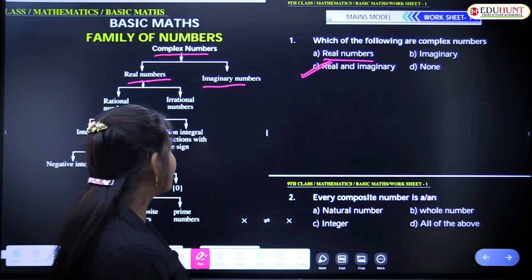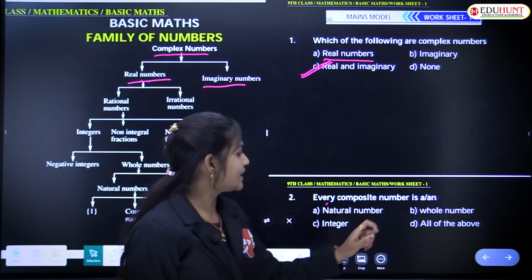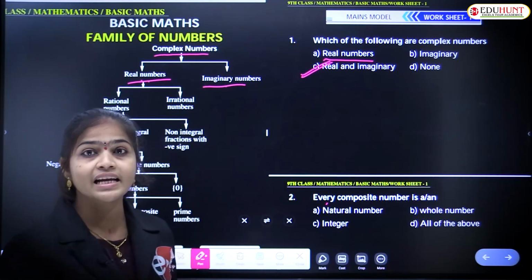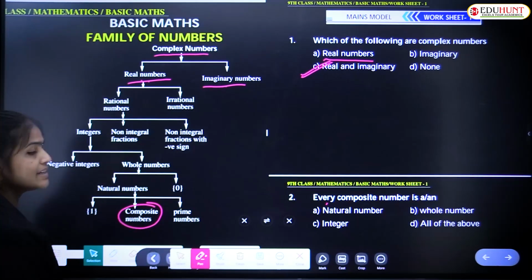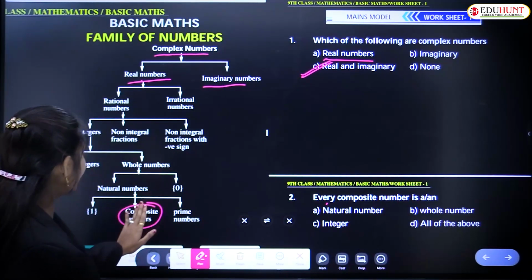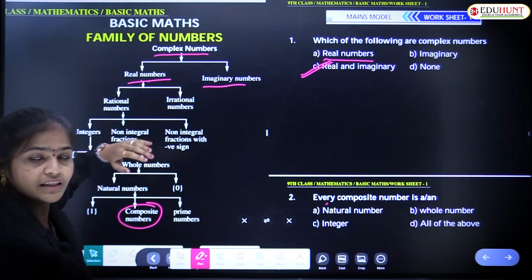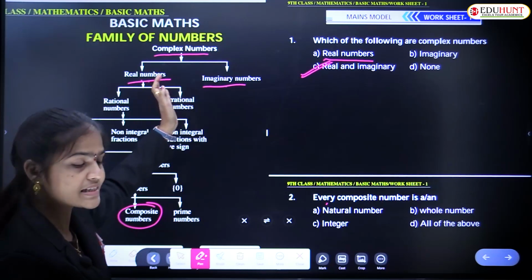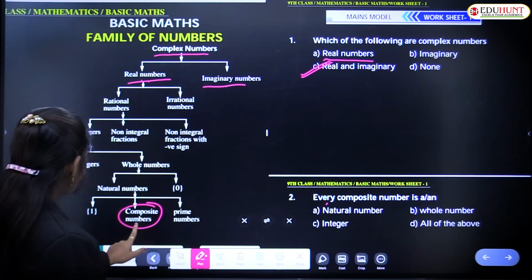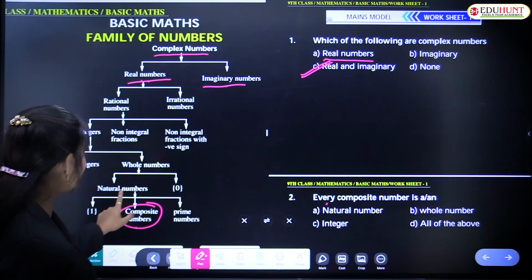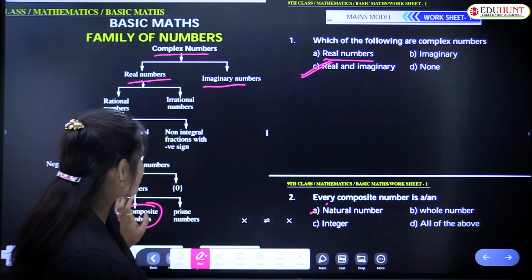Okay, let us see the second one. Every composite number is a or an... Every composite number. Where do we have composite numbers here? Here it is, composite number. So every composite number is a... we read from bottom to top, and we can see these are true statements, right? Every composite number is a natural number. Composite numbers are there in natural numbers. That is a true statement.